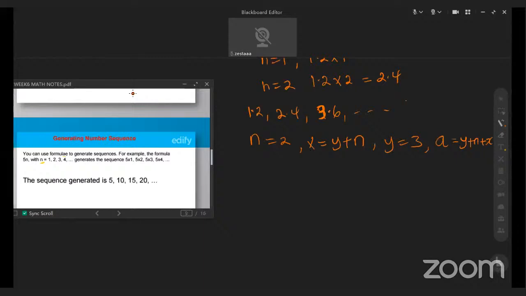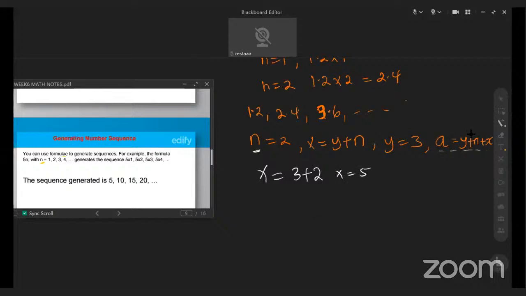So this is what we are looking at. We have our n, which is known. We have our x, which is here. Usually the final one is this one here that we are having. So you first do the substitution. First get your x. x will be y, which is 3, plus the n, which is 2. So your x is 5.